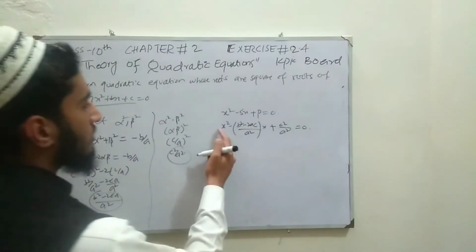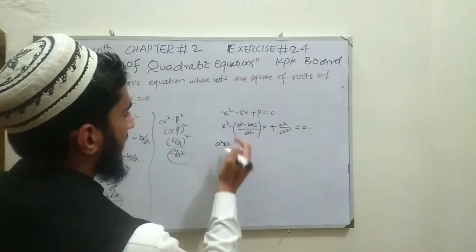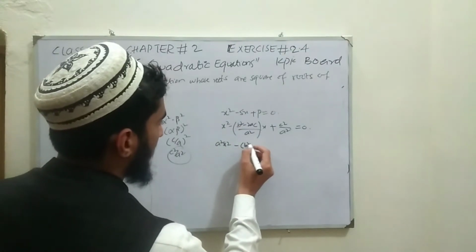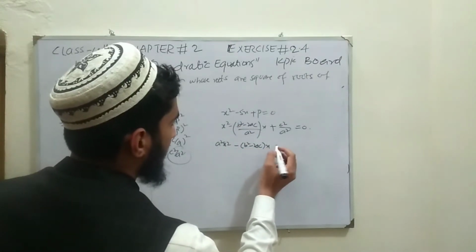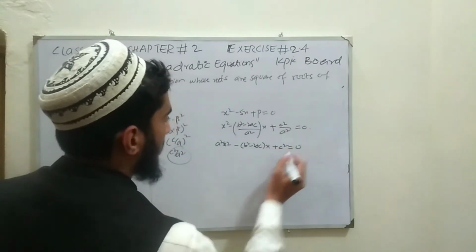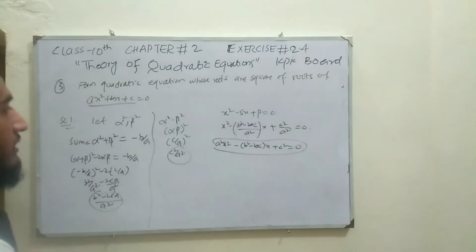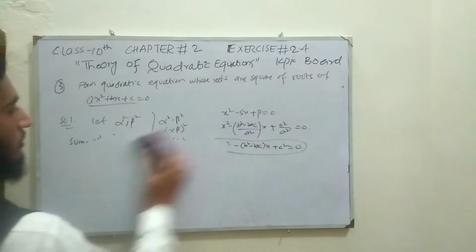Multiplying a square on both sides, we are left with a square x square. The a square cancels out, so we are left with minus b square minus 2ac times x plus c square is equal to 0. So this is the required quadratic equation which we made. Move to question number 4.